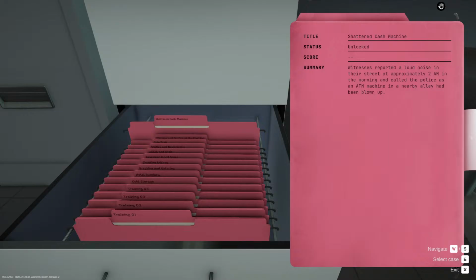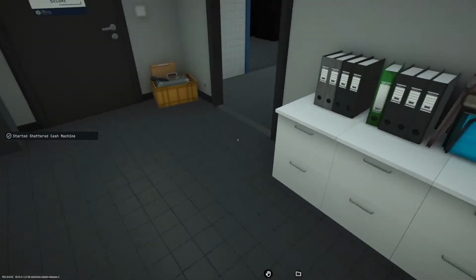Alright, right here. Shattered cash machine. Witnesses reported a loud noise in their street at approximately 2 a.m. in the morning and called the police as the ATM machine in a nearby alley had been blown up. Holy crap. Let's go check that out.